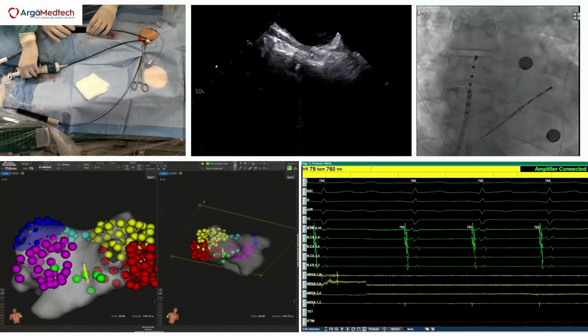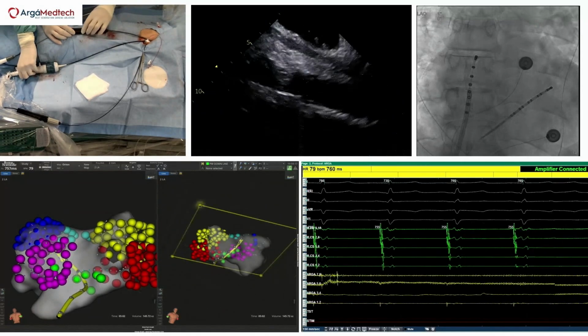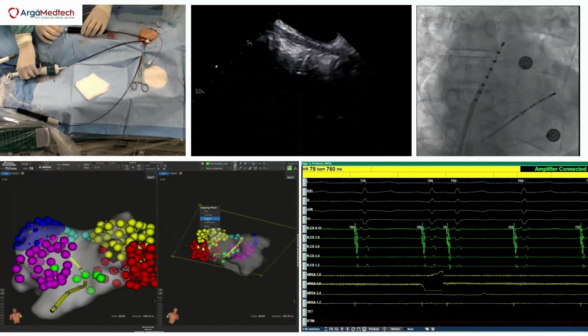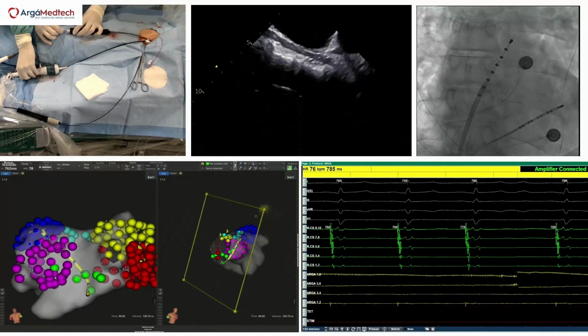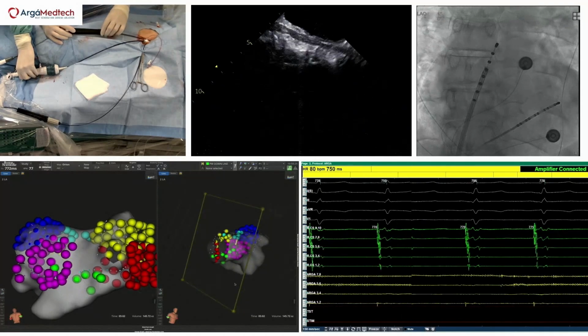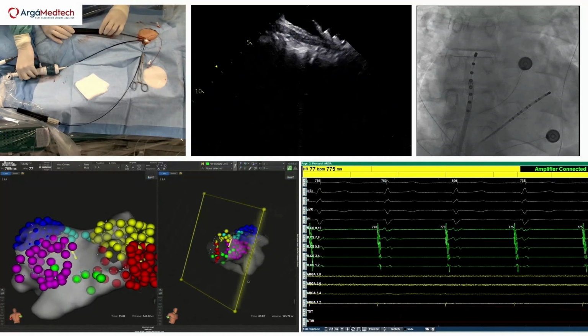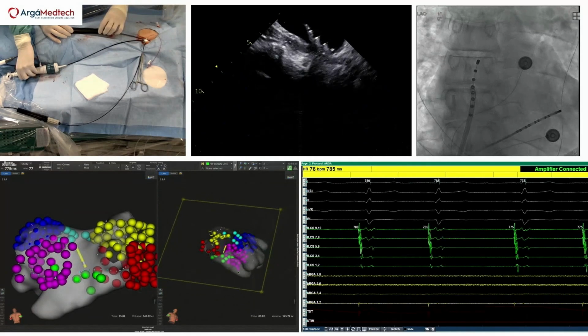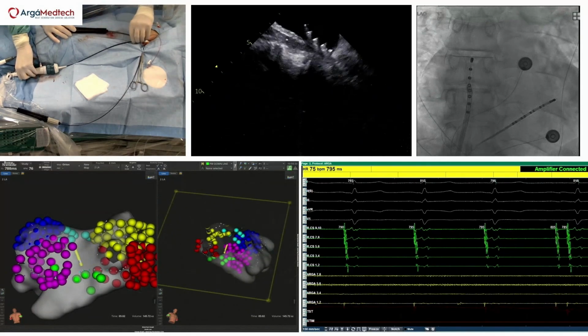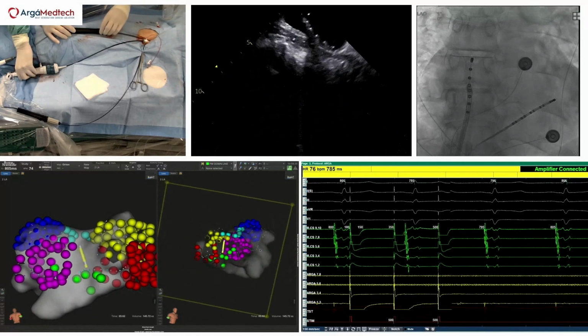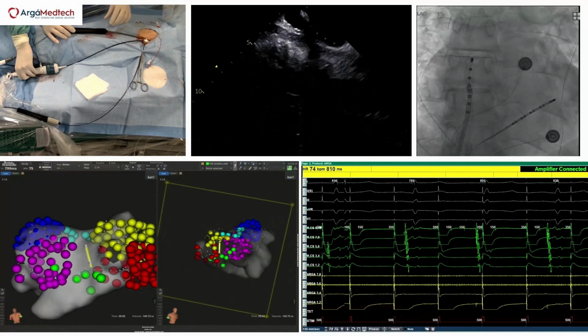Antonio, are you sure that 1-2 is a signal? Unfortunately, 1-2 is not a signal. Do you see 1-2? I'm in a vein and it's not realistic. Can you high output pace 1-2? We're touching the posterior wall. We are pacing 1-2.